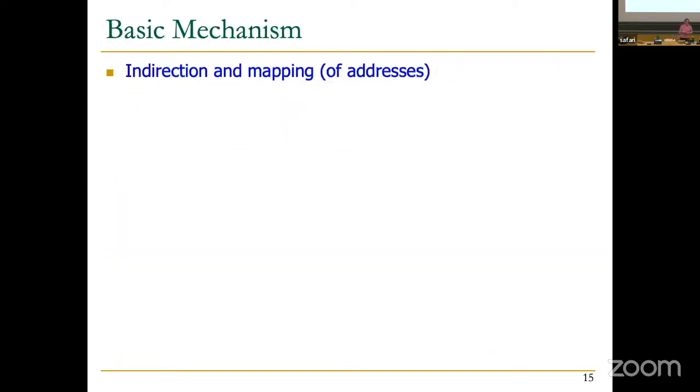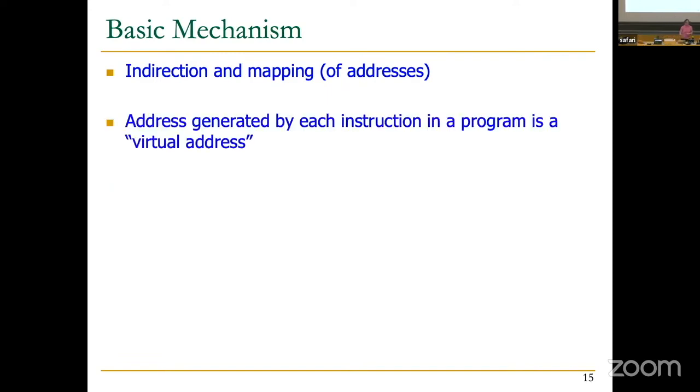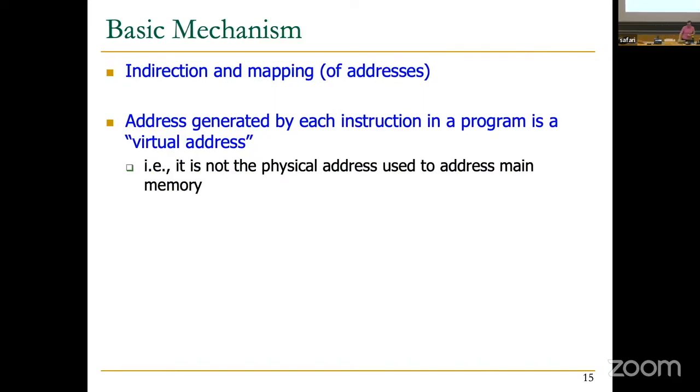Okay, so let's talk about the basic mechanism. Basic mechanism is very simple, indirection and mapping of addresses. Essentially, the address generated by each instruction in a program is a virtual address. It's not directly specifying any physical entity, basically. You can think of it as a name, right? It's a namespace. It's a virtual namespace. It's definitely not the physical address used to address main memory. It's going to be translated to the physical address that's going to be used to access main memory.